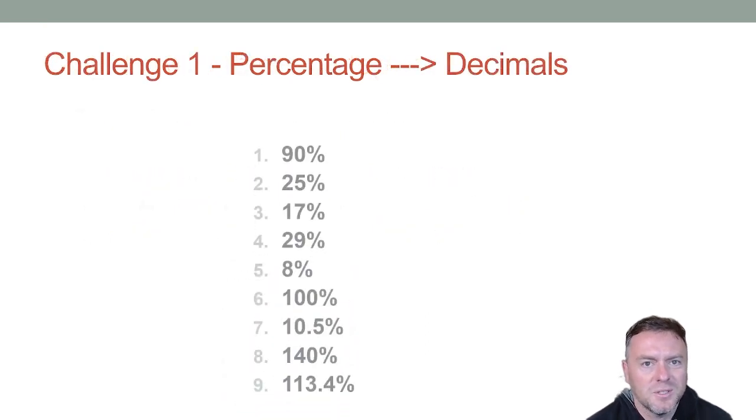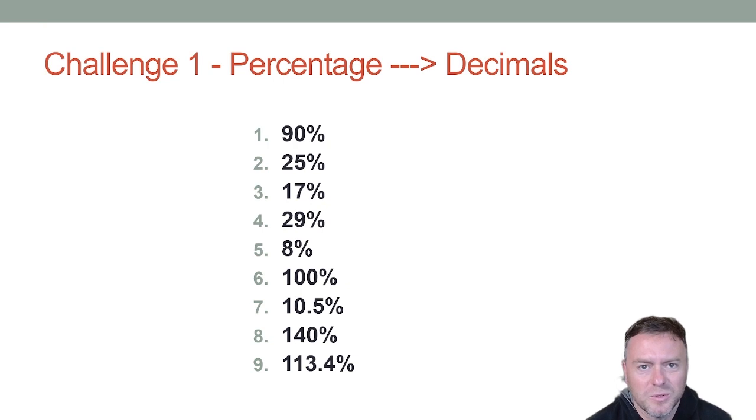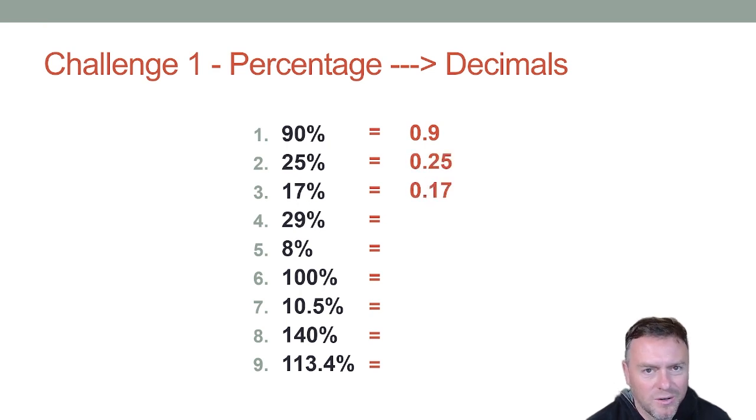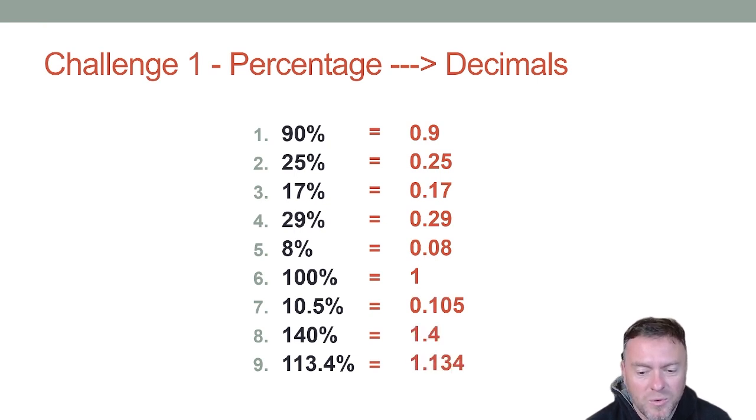So first challenge, let's convert these into decimals. Awesome. So hopefully remember the first one was just 0.9, 0.25, 0.17, and we're just shifting across 2 to the left. 29 is 0.29, 8% is 0.08, 100% is 1, 10.5 is 0.105, 1.4, and then 1.134.